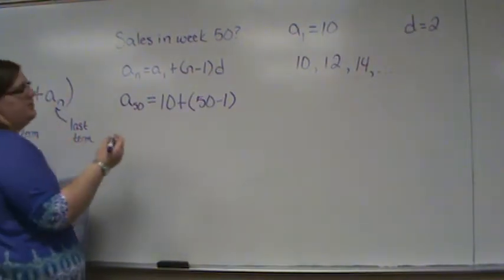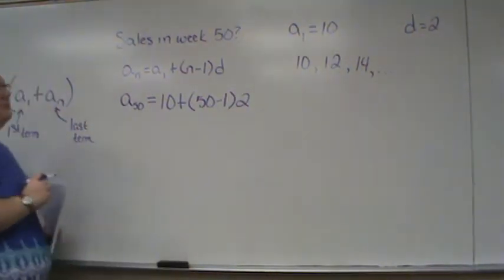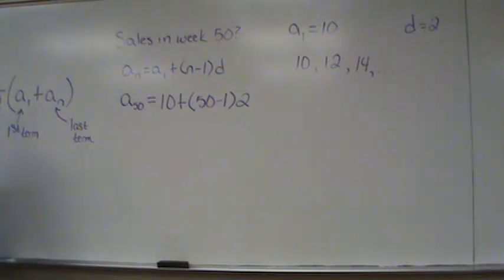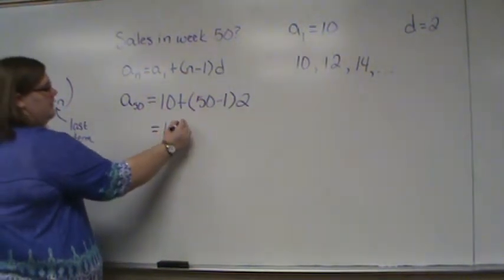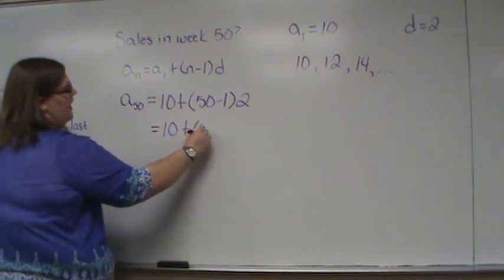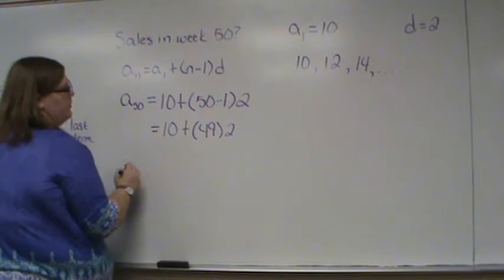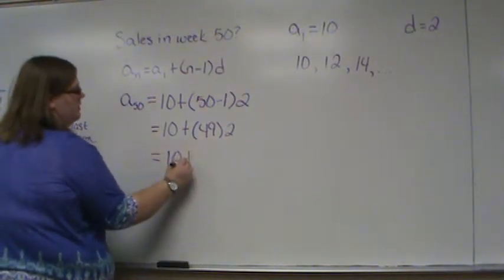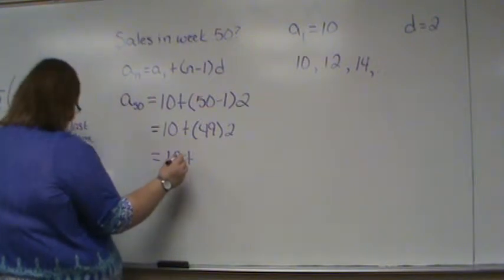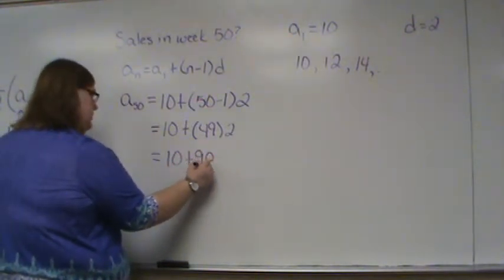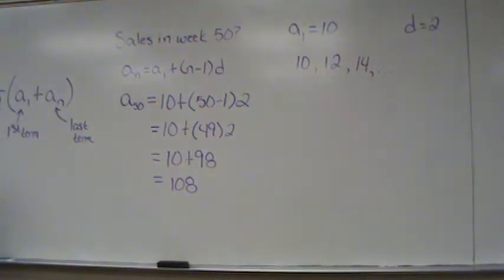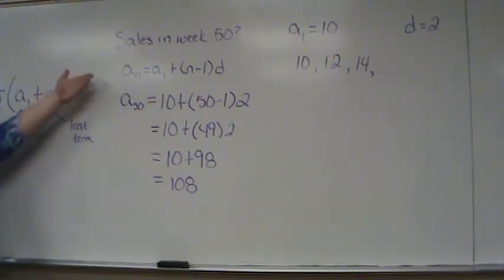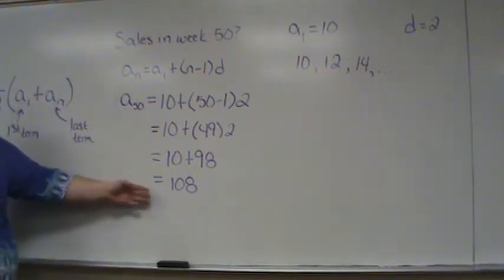And you also told me that our d value was 2. So now we're going to solve this for a sub 50. We get 10 plus 50 minus 1, which is 49, times 2. So we're going to have 10 plus 98, which equals 108. That tells us that our 50th term, or the number of sales this salesperson would have had to make in week 50, is 108.